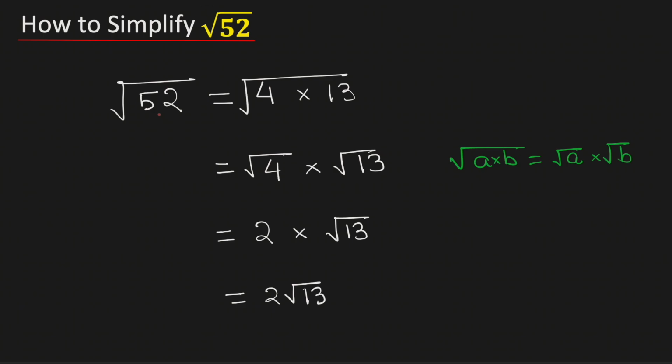Therefore, square root of 52 in its simplified radical form is equal to 2 root 13, and this is our final answer.